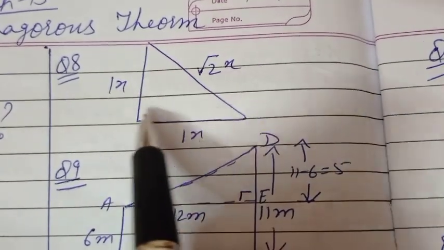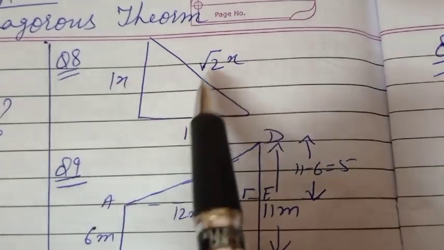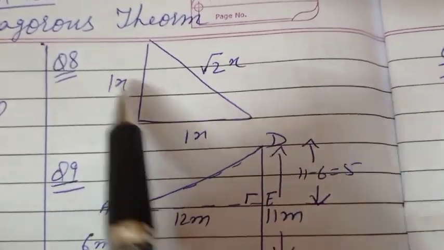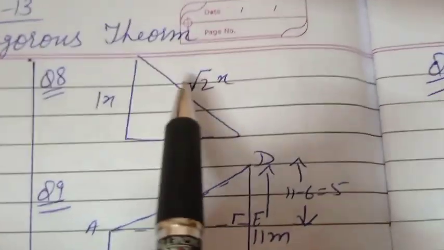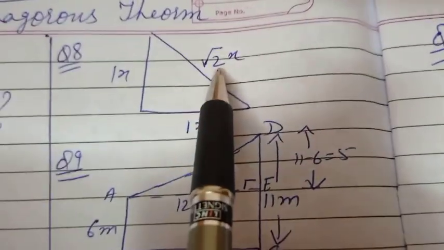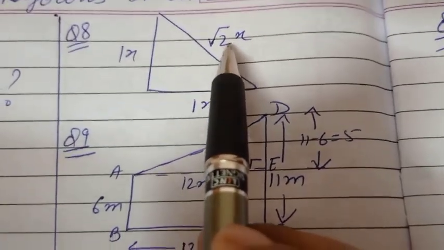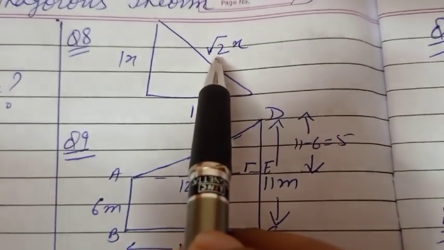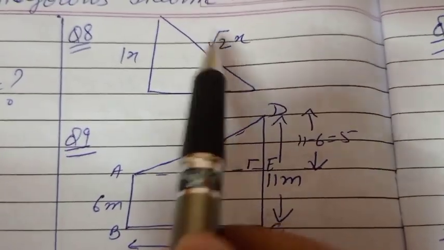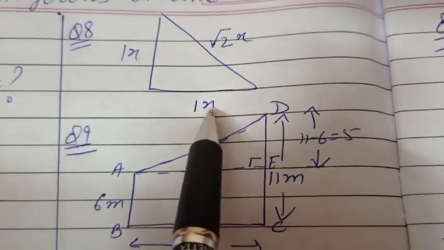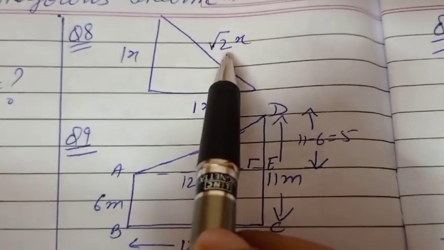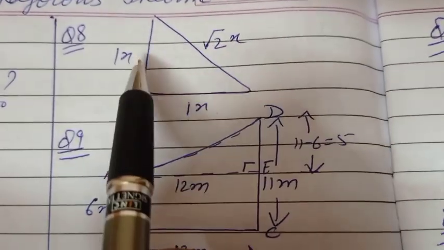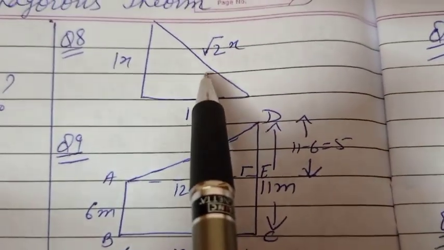Question number 8. The ratio of the sides of the triangle is given as 1:1:√2. You have to show it is a right triangle. See beta, I took these two sides as 1x. And why have I taken this as the hypotenuse? Because the hypotenuse is the longest side. These are 1x and you know the value of √2 is 1.4 something. So this side is the greatest among all these sides. That's why it is taken as the hypotenuse. Now you apply Pythagoras on it. If it is applicable, means if the left hand side is equal to the right hand side, that means it is a right triangle.